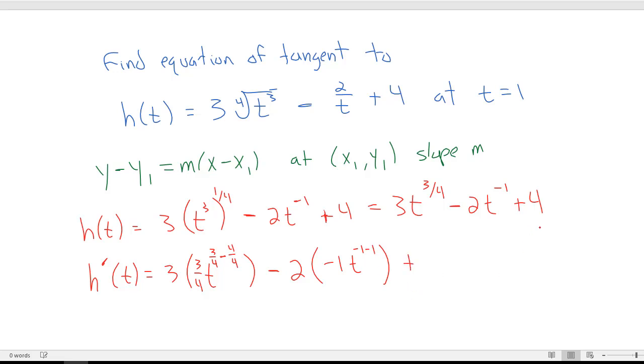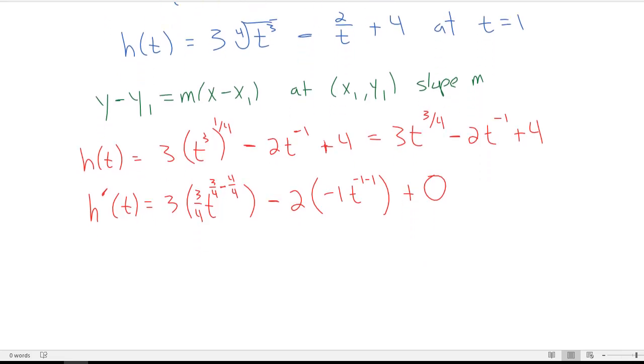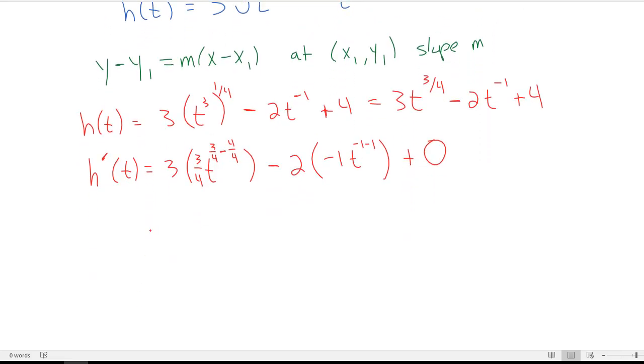And then remember, the derivative of a constant is 0. So let me clean that up a little bit more. What I end up with is my derivative as 3 times 3, which is 9/4, and I'm going to have t to, what's this? 3 minus 4 is -1. And then I have -2 times -1, which is +2, t to the -2, and no need to rewrite the 0.